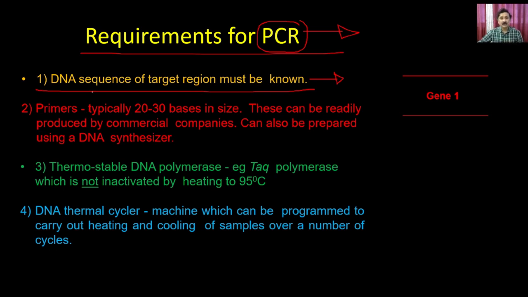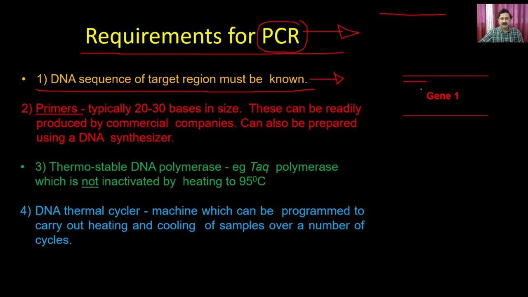Why is that required? That is required because you want to synthesize the primer. For example, if I have a gene like this, and I want to amplify this gene from the genome, I need the complete sequence of this particular gene so that I can synthesize the primer.